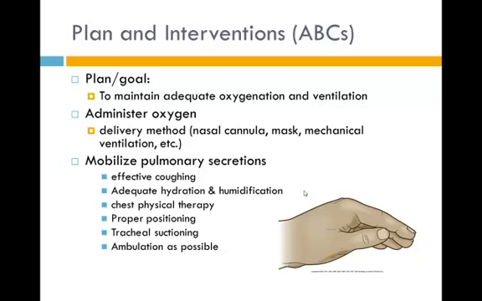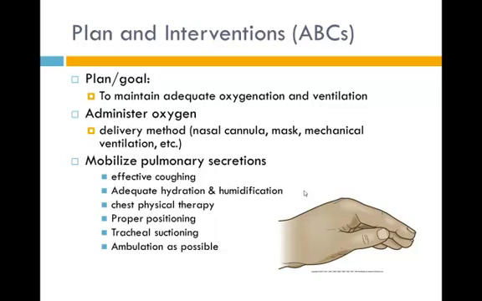The plan for this client is to maintain adequate oxygenation and ventilation. Tissue hypoxia from inadequate oxygenation will ultimately lead to death. The primary intervention is to provide oxygen therapy for any patient who has acute hypoxemia.